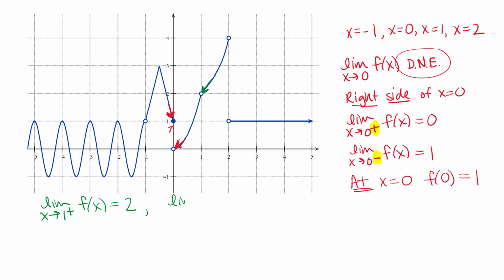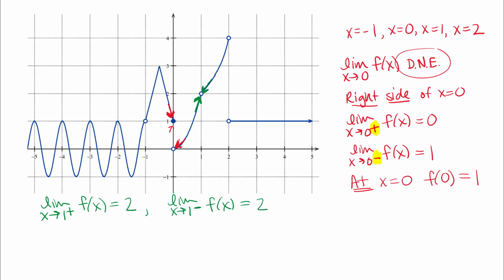And then if I look at the limit as x approaches 1 from the left, so slightly less than x equals 1, a little bit left of x equals 1, head toward x equals 1, and look at what the output values of the function are doing, and those are also headed toward 2.